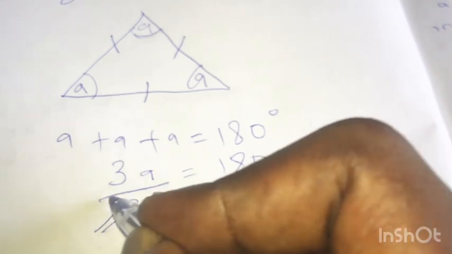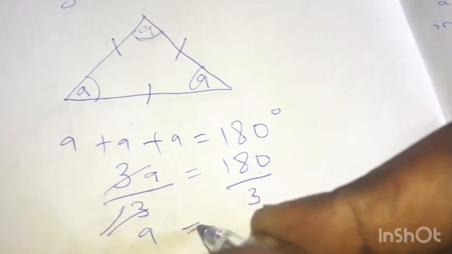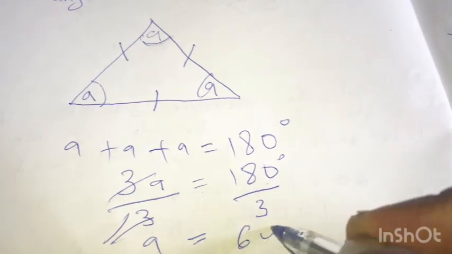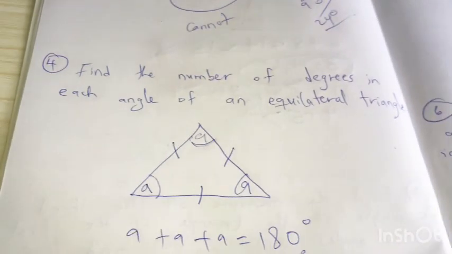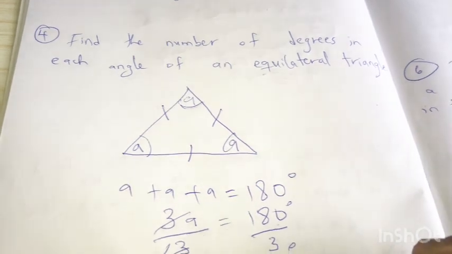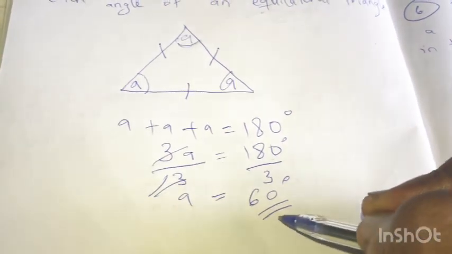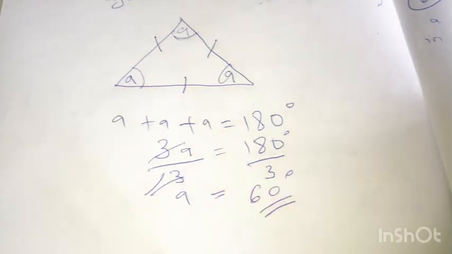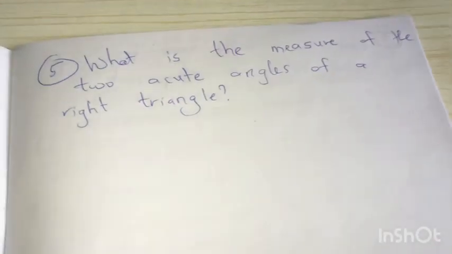This cancels this. Now A is equal to 180 degrees divided by 3, which is 60 degrees. So the measure of each angle of an equilateral triangle is 60 degrees. Okay, yes. So let's move to the next question.